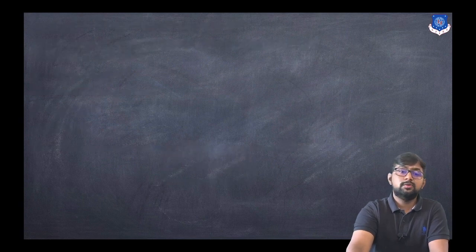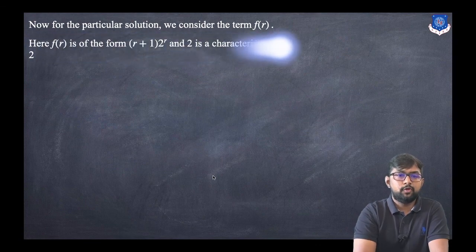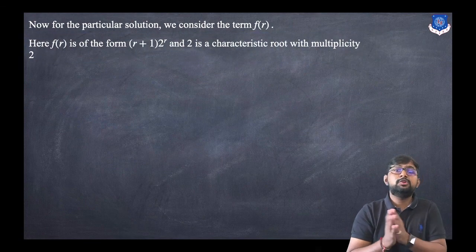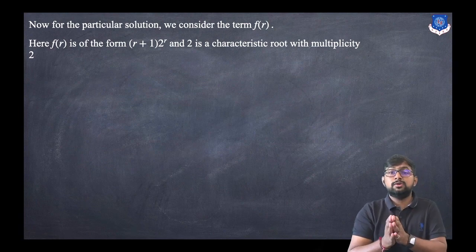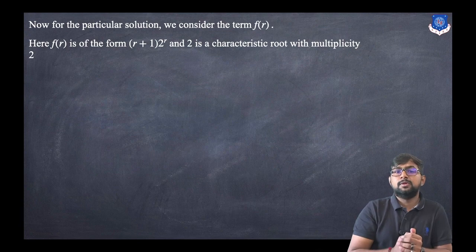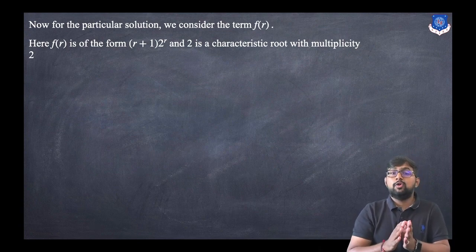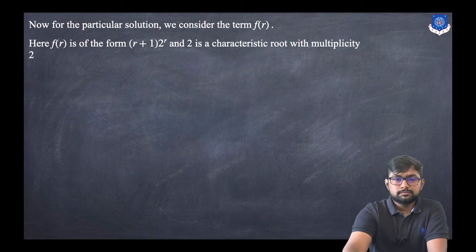Now for the particular solution, just consider the right hand side, here f of r. Here f of r is of the form r plus 1 and 2 raised to r. And also here you can see that 2 is a characteristic root with multiplicity 2. Now the right hand side is (r plus 1) times 2 raised to r, and also 2 is the characteristic root, and in addition its multiplicity is 2.